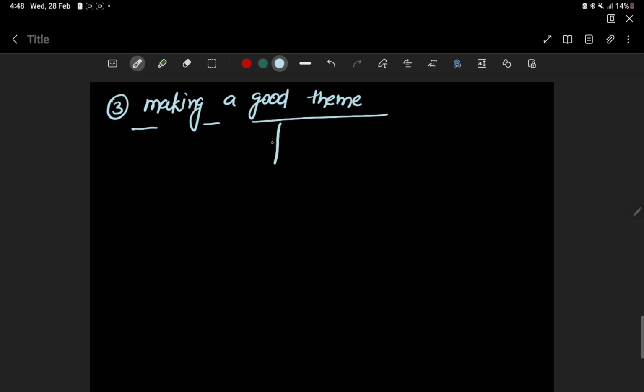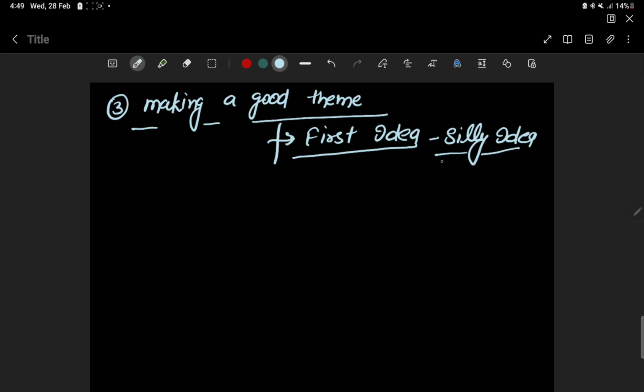Now the third action is making a good theme. As I told you in the earlier video, sometimes the first idea is a silly idea, meaning it will not have good actions. You can have the first idea as a good idea, but most of the time the first idea is not a good one. So go for a second or third idea.